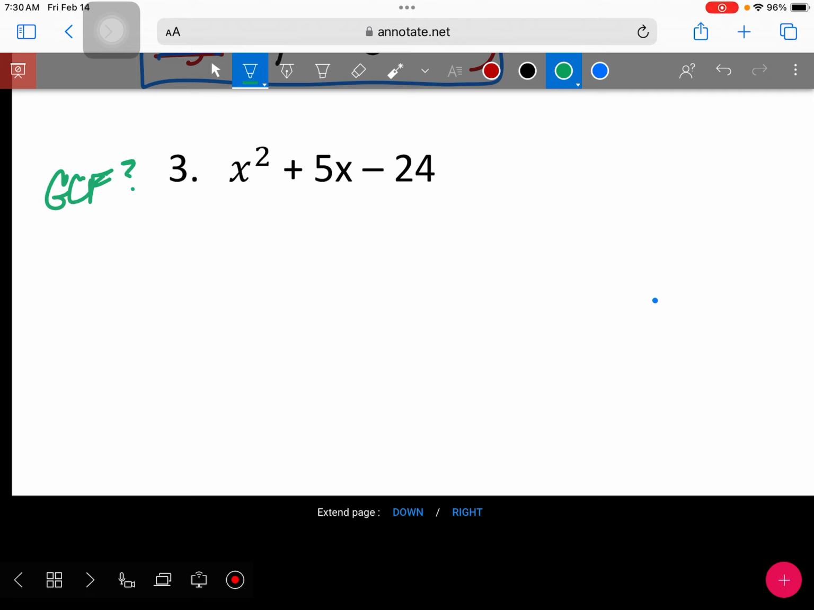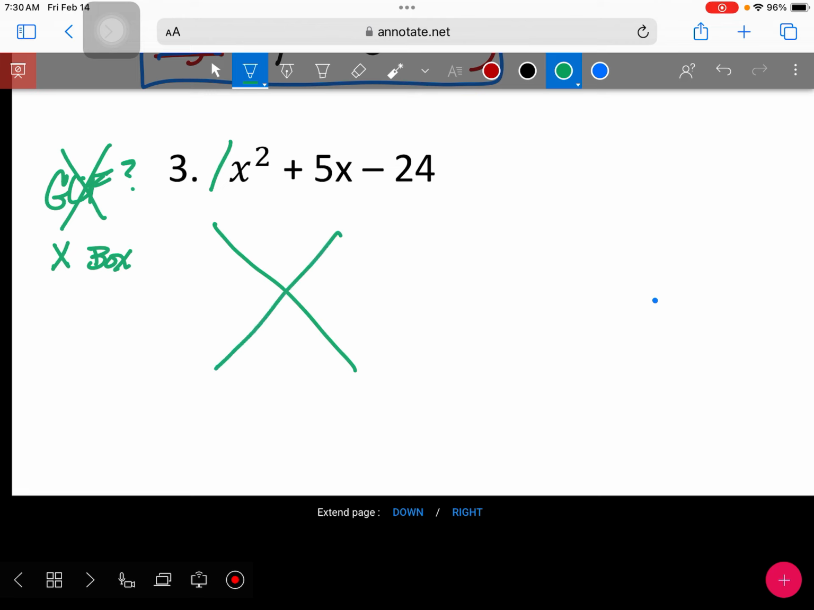What's my coefficient in front of the first term? 1. Whenever you just have 1, its only factors are 1 and 1. That is not enough to take out as a greatest common factor in doing this part of it, okay? So right away, I don't have a greatest common factor. You need to go to X box.